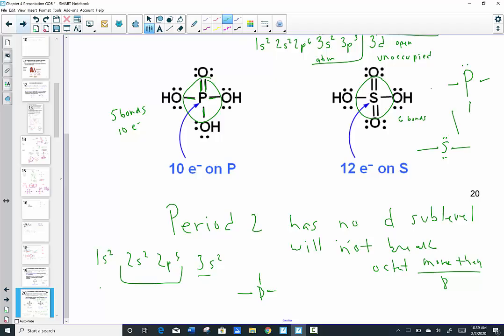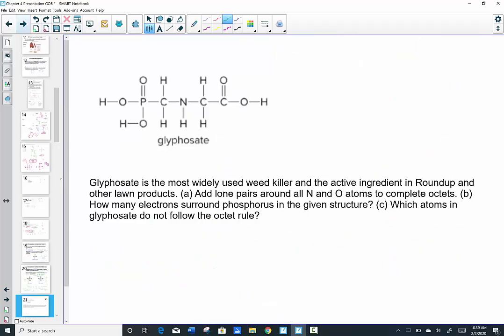It has to be a period 3 element or greater to be able to even do this. And really, we're not going to focus too much on rule breakers. We're more focused on just saying that it happens, and if it does happen, it's because it has d sublevels.